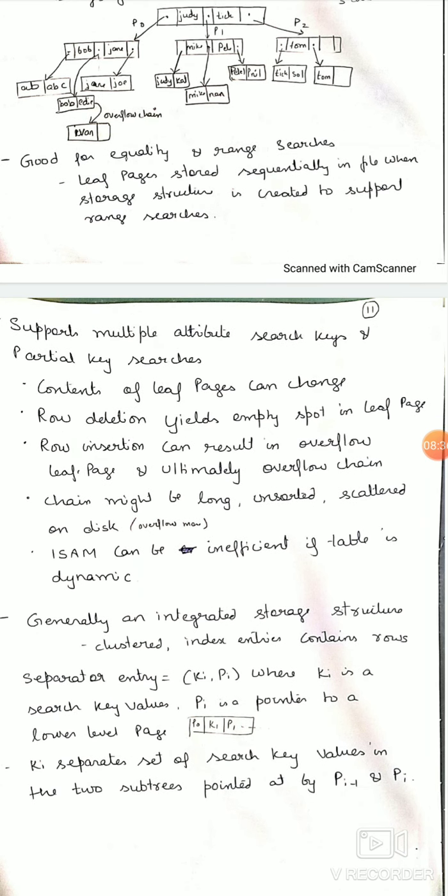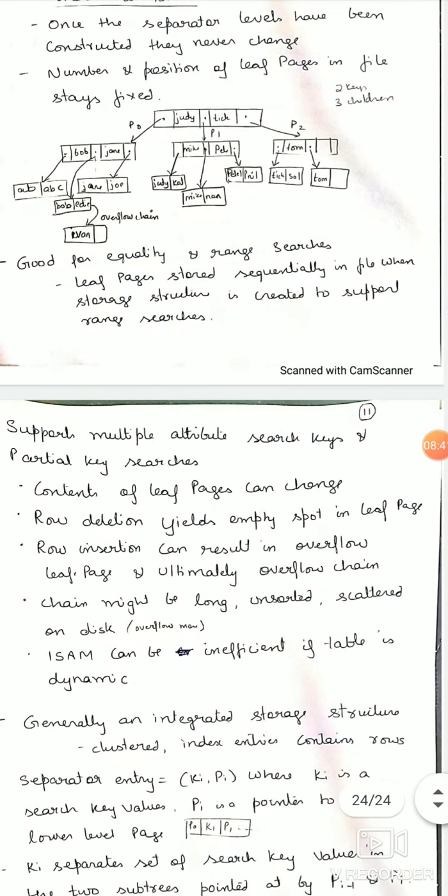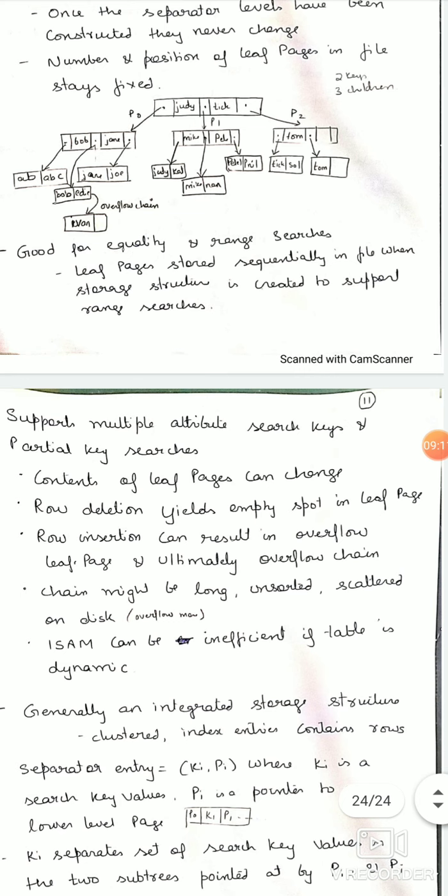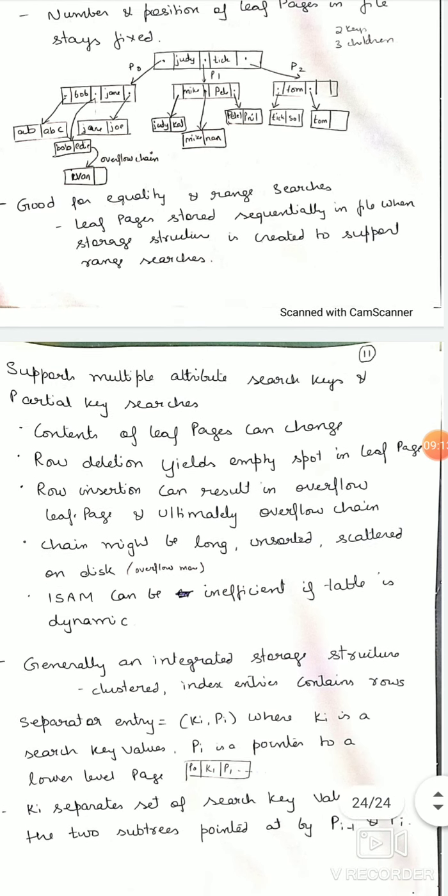And row insertion can result in an overflow leaf page and ultimately an overflow chain. See the figure, in that it is shown that if you're going to add E1, EVAN, the appropriate place of E1 is beside the EDIR. Already here it can hold a maximum of 2 keys. You can't give beyond that number of keys. So it is going to face an overflow situation here. In that overflow situation, it is going to jump into the overflow chain and insert that particular key. So this is row insertion, and deletion means there will be an empty spot.